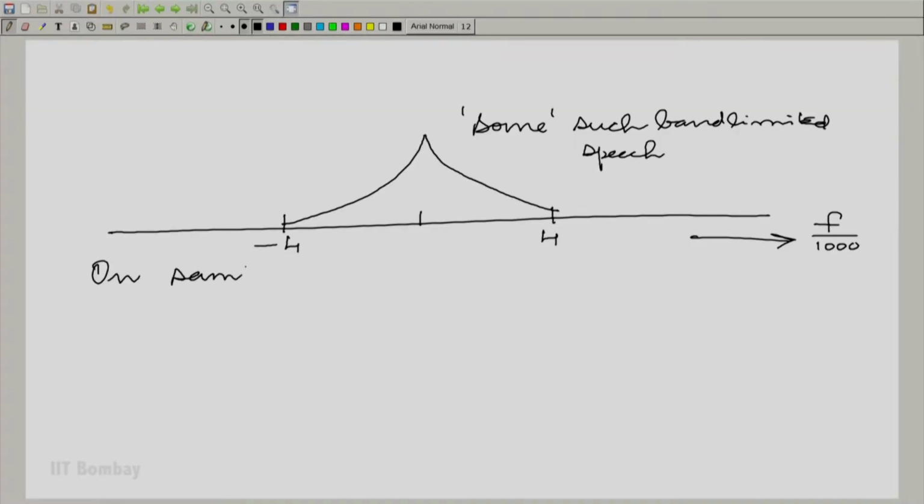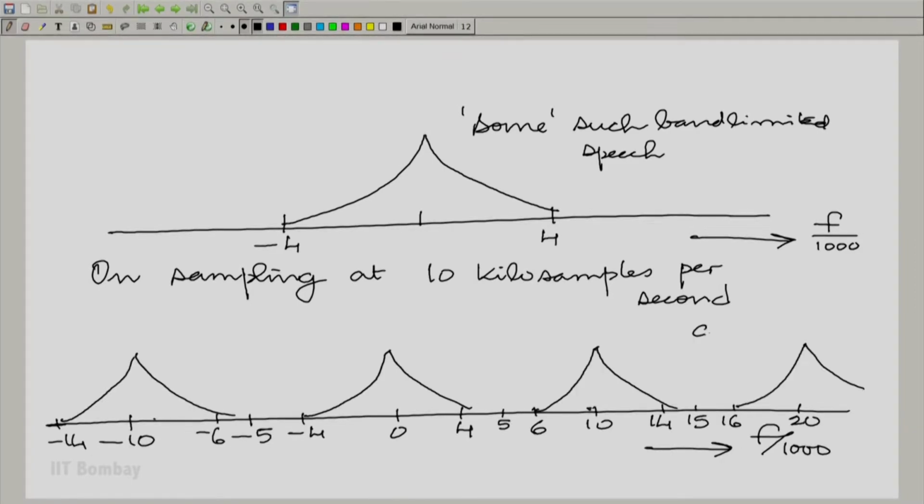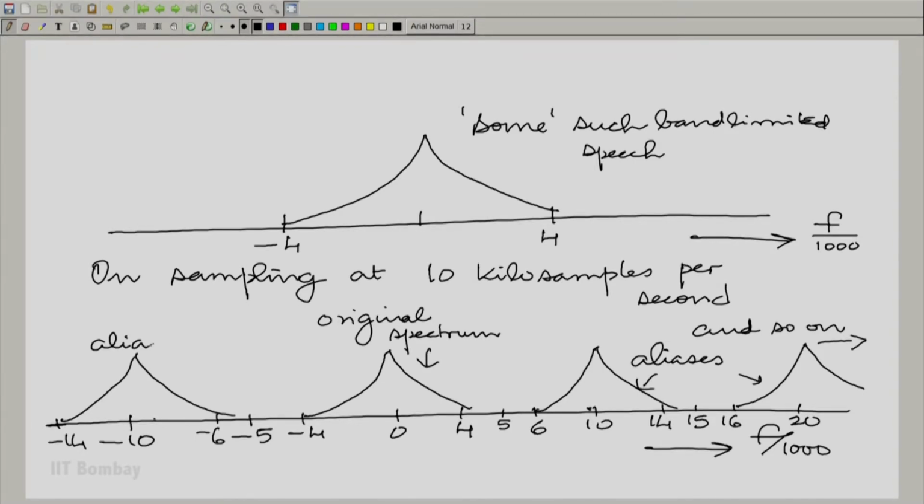Anyway, coming back to this, if we sample this, we get a spectrum that looks like this. I will compress the frequency axis a little bit, and so on. This is the original spectrum here, and these are the aliases.